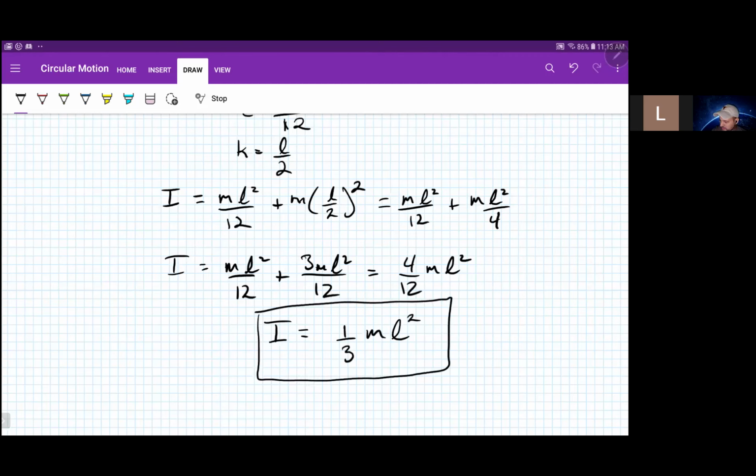Right, so from the parallel axis theorem, we can get our moment of inertia if the rod is spinning on one end of it, right? Where L is going to be the total distance of your rod, M is the mass of the rod, and that gives you your moment of inertia. And again, it's going to be kilogram times meter squared, right? That's the units for a moment of inertia.